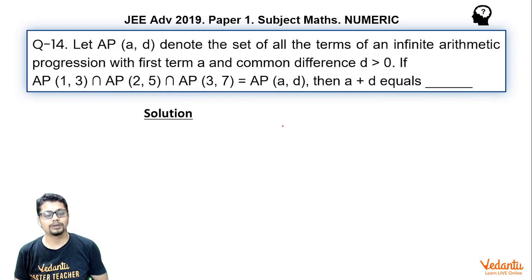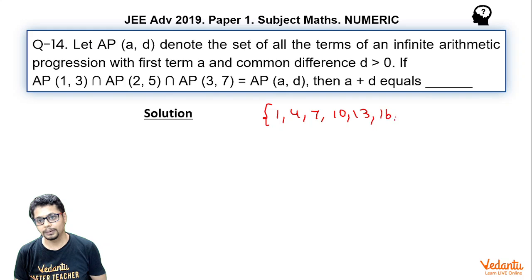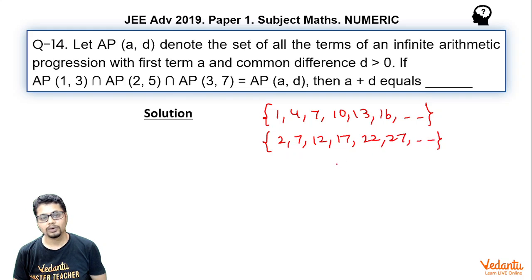Now what is this first AP? It is having first term 1 and common difference 3. So this essentially becomes this. What about the second sequence? It becomes 2, 7, 12, 17, 22, 27, so on and so forth. What about the third sequence? It is 3, 10, 17, 24, so on and so forth.